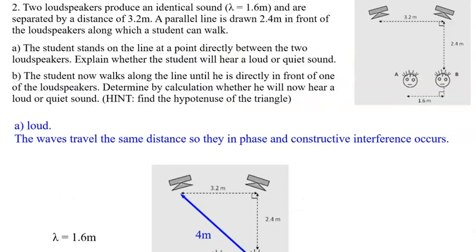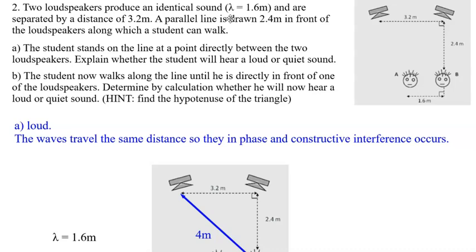Okay, question 2. You may well get a question similar to this, where you actually have to think about how far the waves have travelled and then work out, knowing the wavelength, whether they're in phase or out of phase. So we know that if we have student A in position A here, in the middle, then the distance the waves have travelled from each of these speakers, left and right, is going to be the same. It says an identical sound, so we assume the waves are coherent.